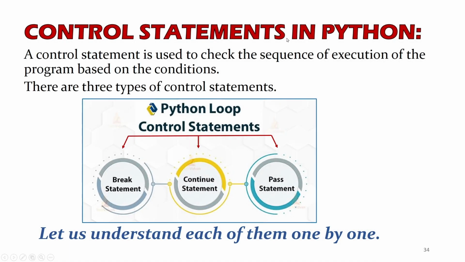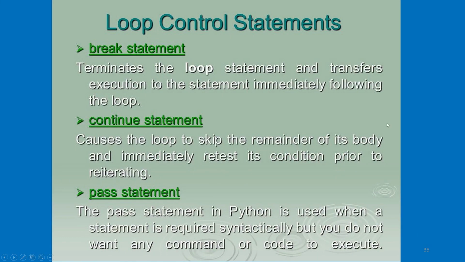Now let's come to the control statements in Python. Control statements are to control the loops. A control statement is used to check the sequence of execution of the program based on the condition. There are three types of control statements. First, just look at the picture. Python loop control statements: break, continue, and pass. Let us understand each of them one by one.